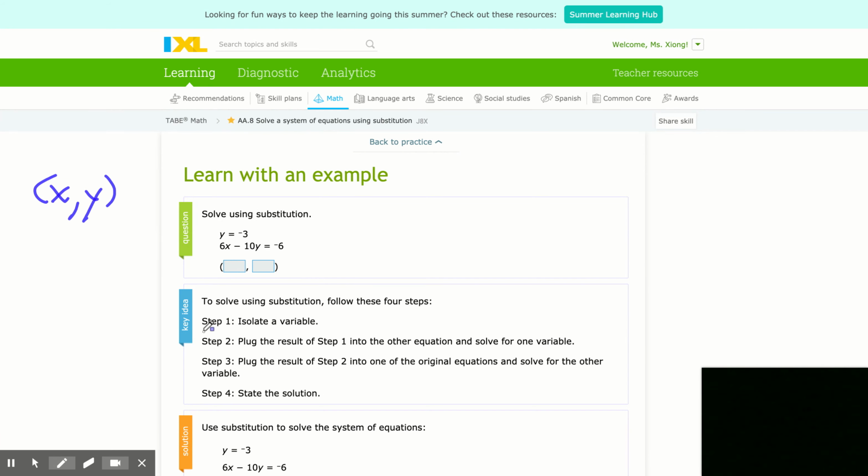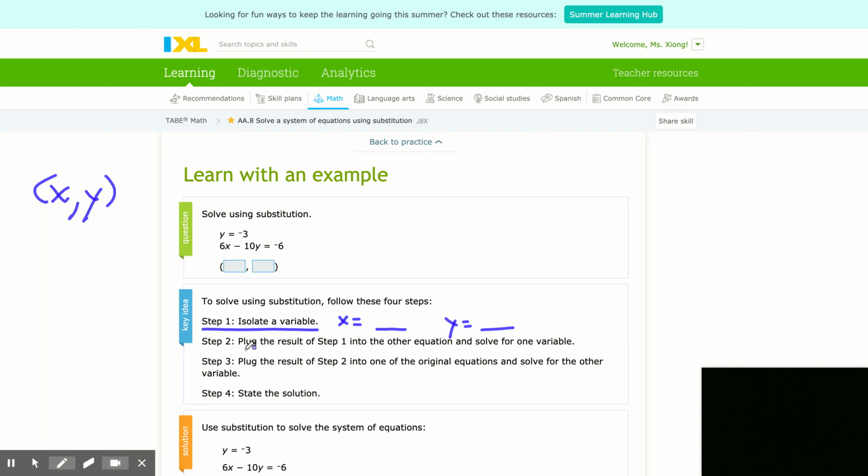First off, step 1 is to isolate a variable. Basically, if you could change the equation to x equals whatever, or change it to y equals whatever, then you can use the method of substitution to help you.